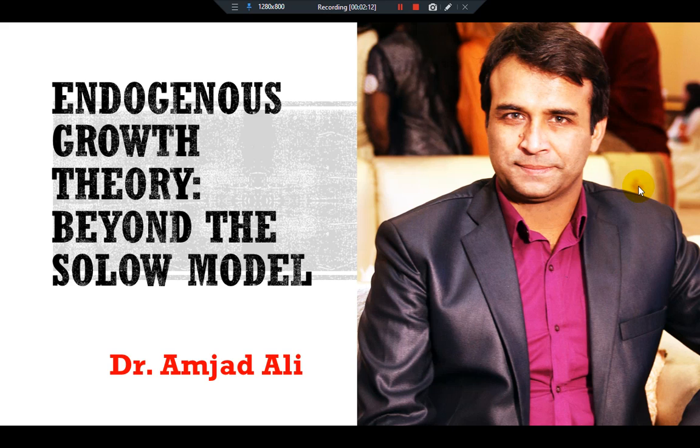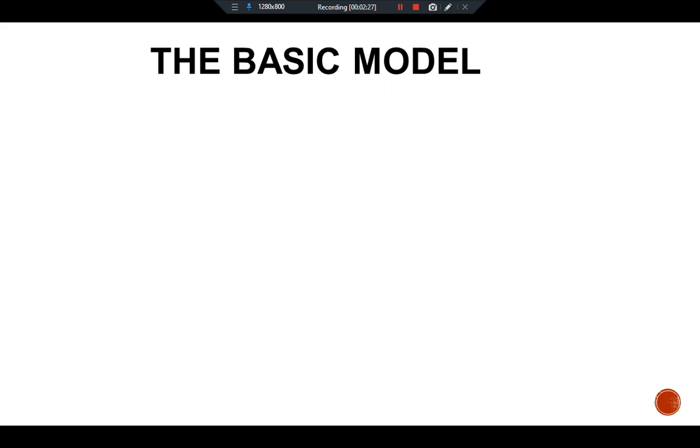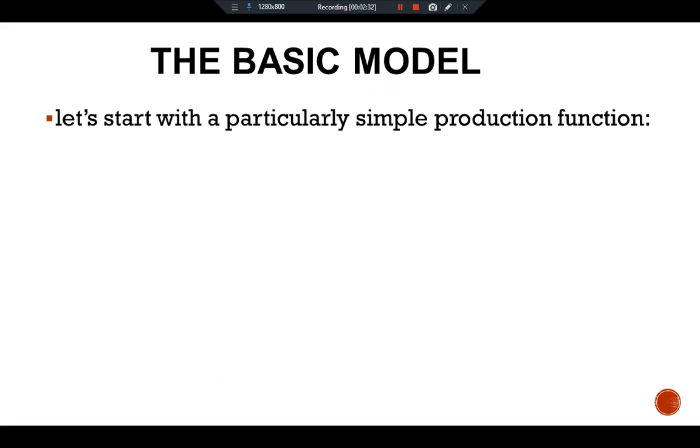Although the field of endogenous growth theory is large and sometimes complex, here we get a quick taste of this modern research. The basic model. To illustrate the idea behind endogenous growth theory, let's start with a particularly simple production function. We have Y = AK. Here Y is output and K is the capital stock, and A is a constant, meaning the amount of output produced for each unit of capital.